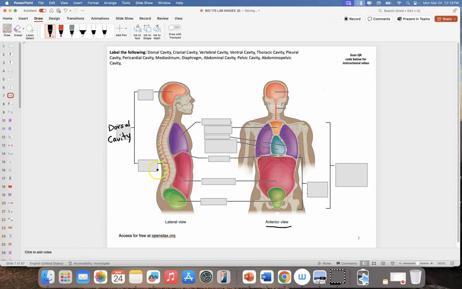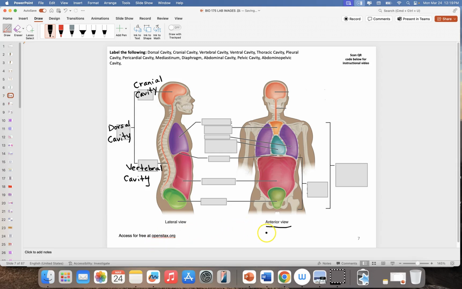The dorsal cavity can be further broken down into the cranial cavity, where the bones of the skull will protect the brain. And then we also have the vertebral cavity, where the vertebrae, those bones, are going to surround and protect the spinal cord.